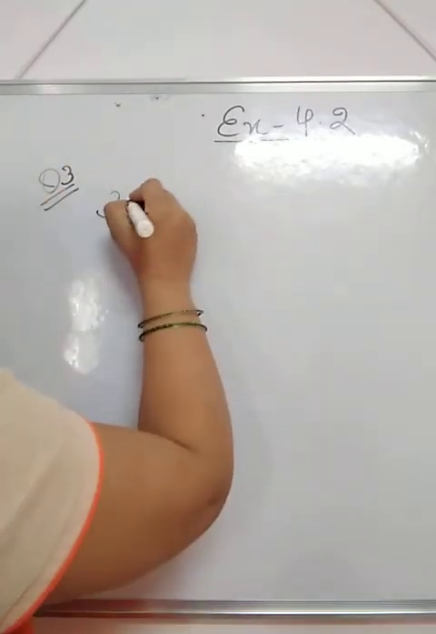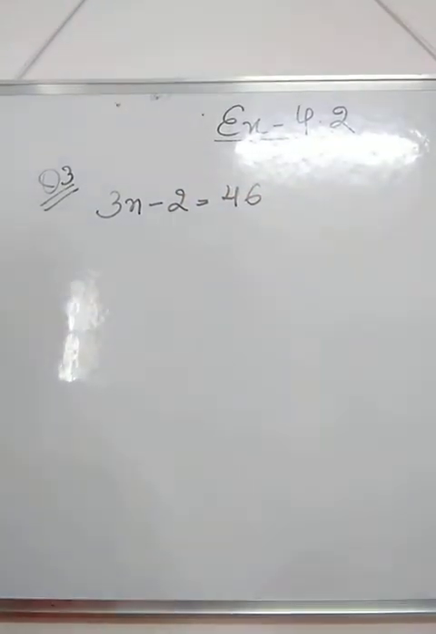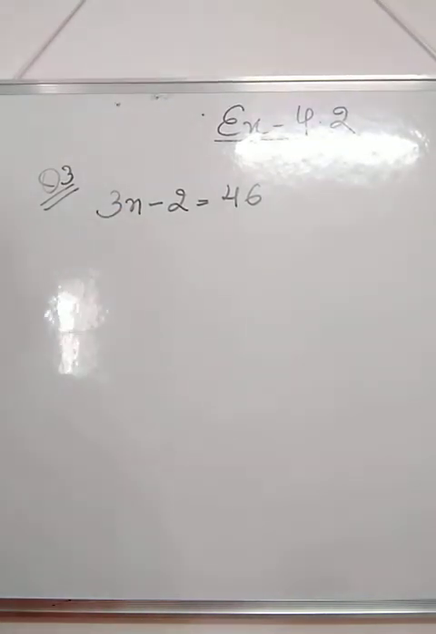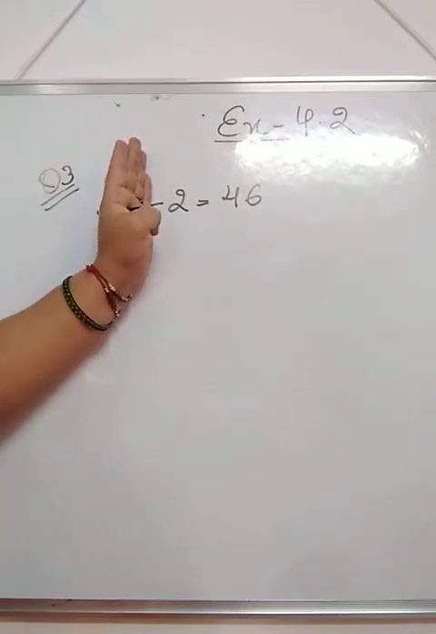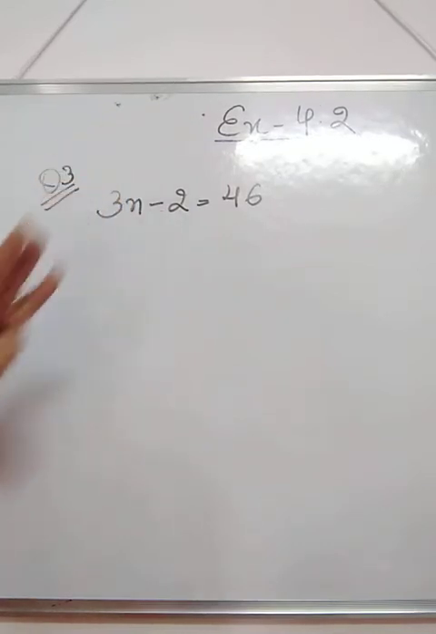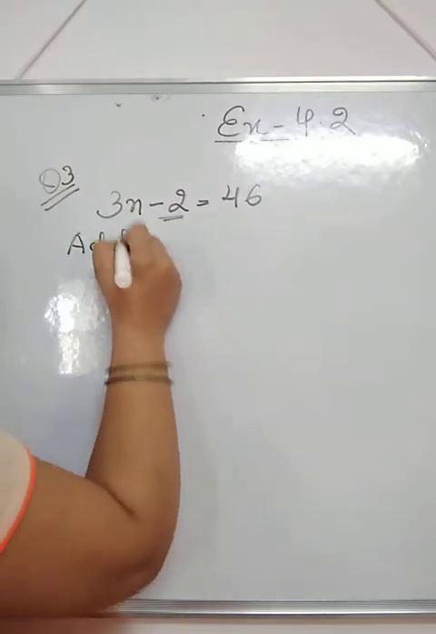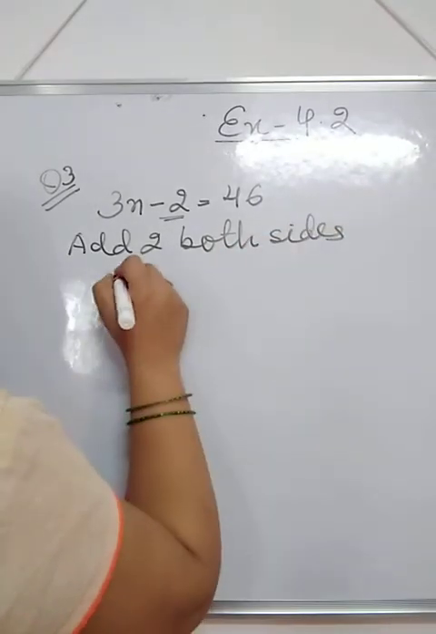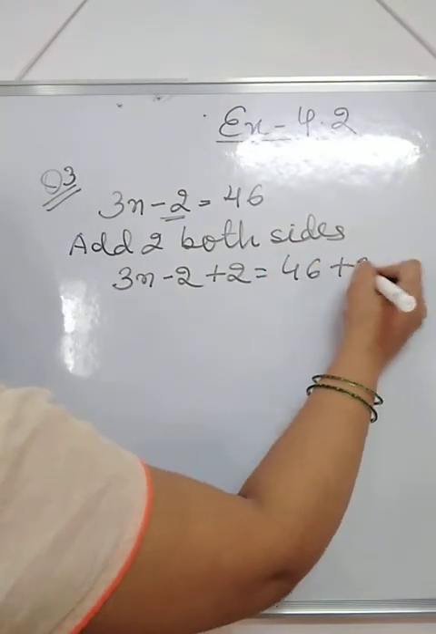Now come to the third question. 3n minus 2 is equal to 46. Now there are two operations with this variable, multiplication and subtraction. According to BODMAS, first we solve the multiplication, but here first we will solve the subtraction. Means first we will separate this 2 from this expression. Okay, so minus 2 is there, so we will add 2 both sides. 3n minus 2 plus 2 is equal to 46 plus 2.